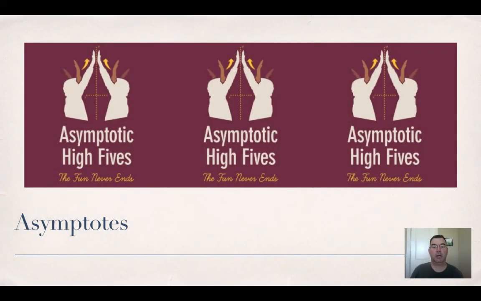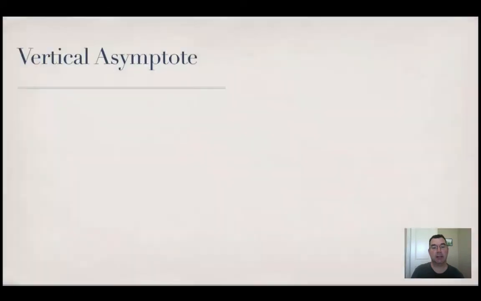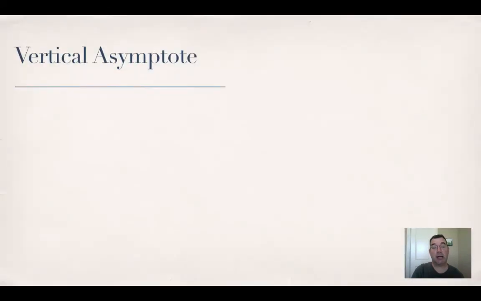Hello again. We are moving on in our discussion of polynomials, and we're going to talk about asymptotes. This is 11.4, so let's get started. First, we're going to talk about a vertical asymptote.